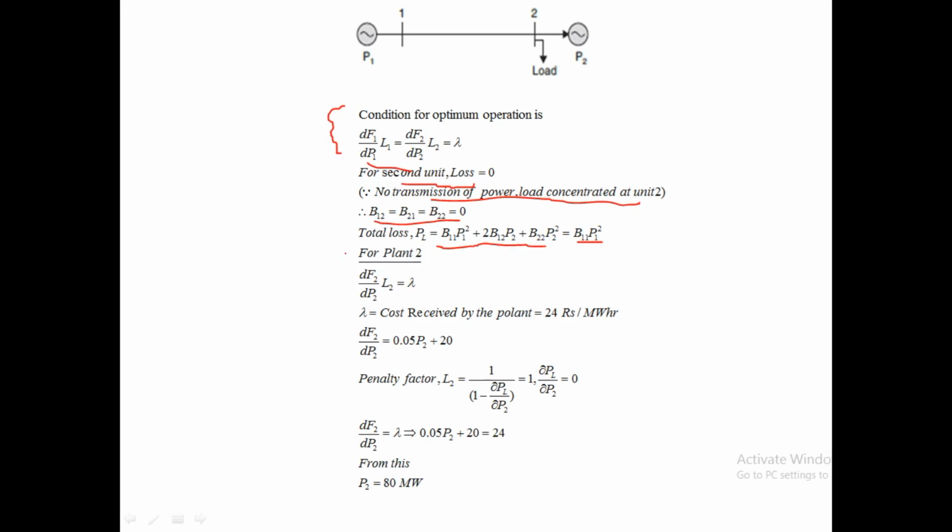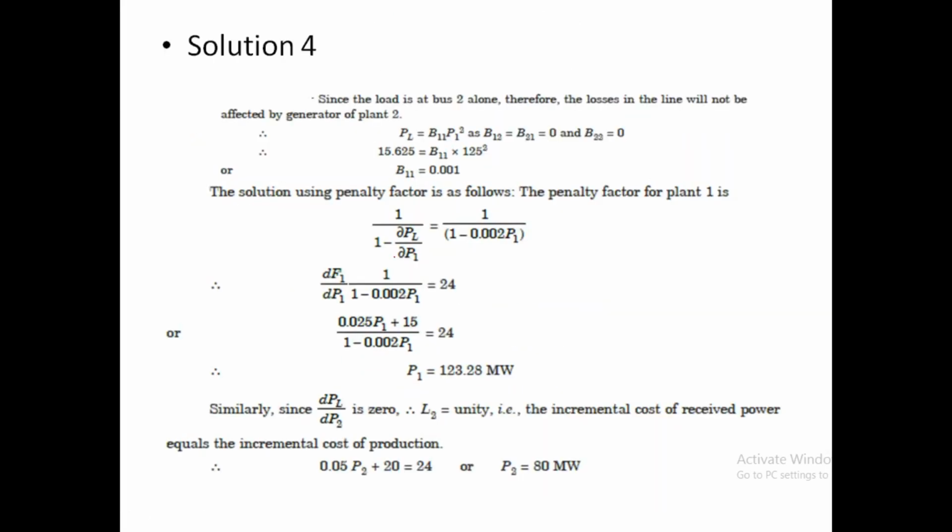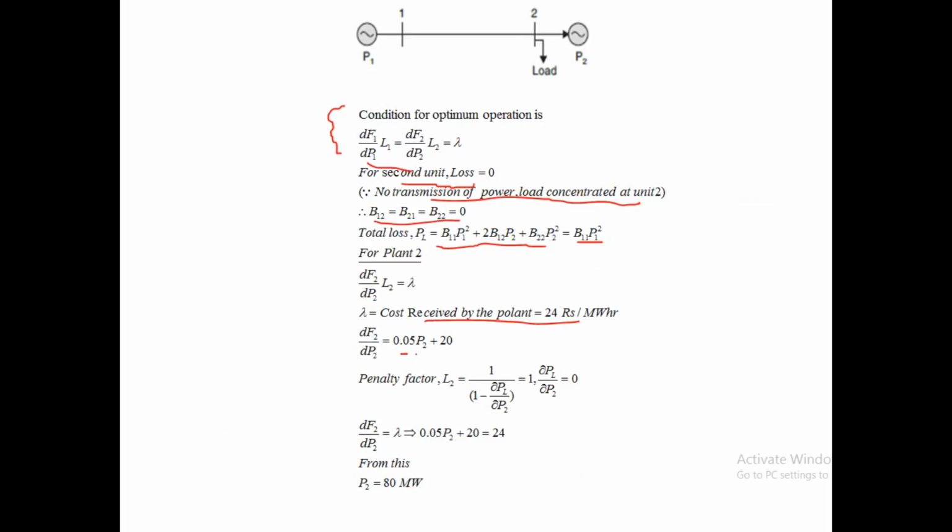Now we are considering first the plant 2: df2 by dp2 into L2 equal to lambda. Lambda is the cost received by the plant, rupees 24 per megawatt hour. df2 by dp2 equal to what? df2 by dp2 is given in our question as 0.05 P2 plus 20. So 0.05 P2 plus 20. Then the penalty factor.